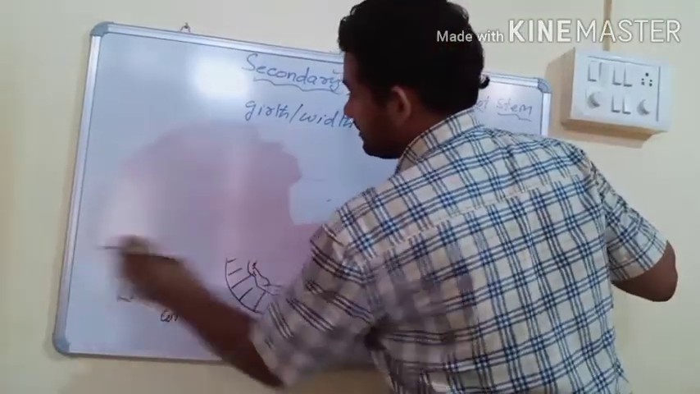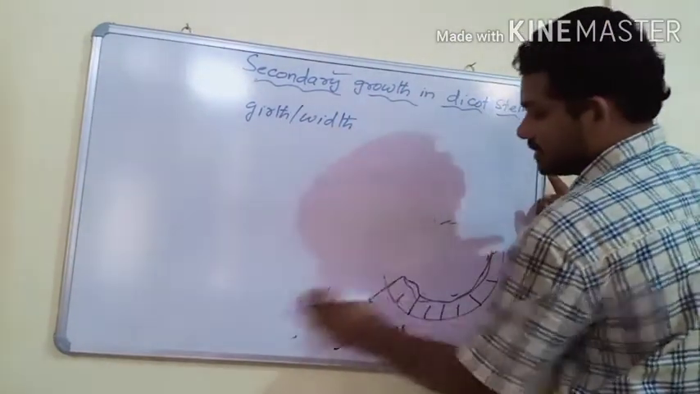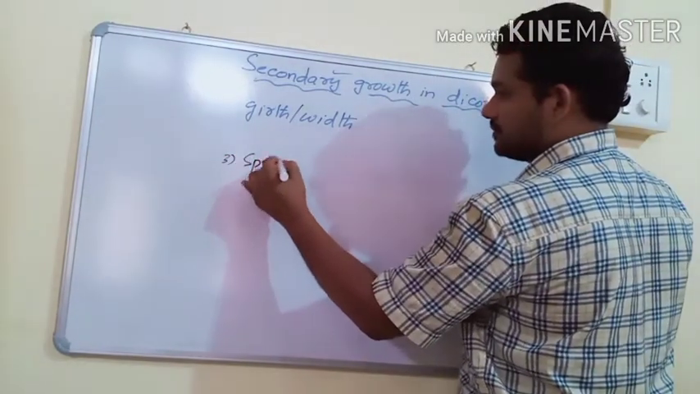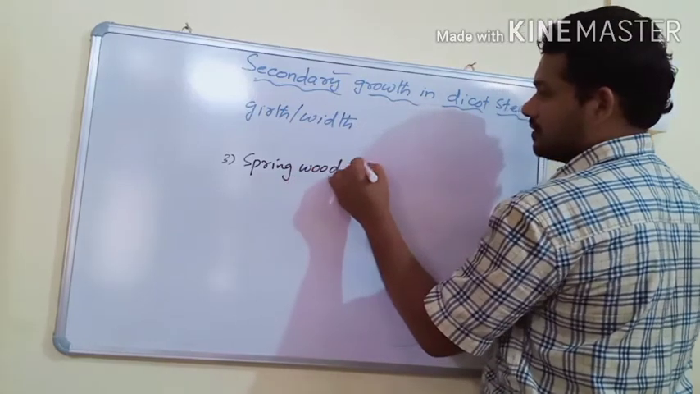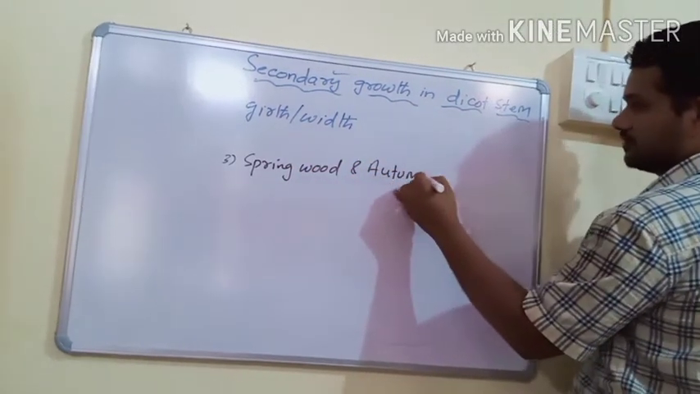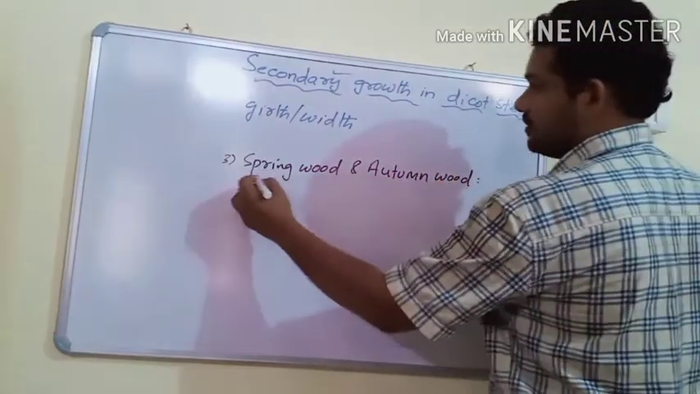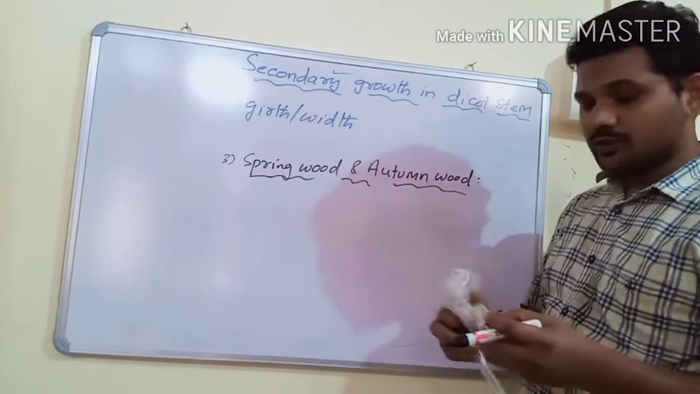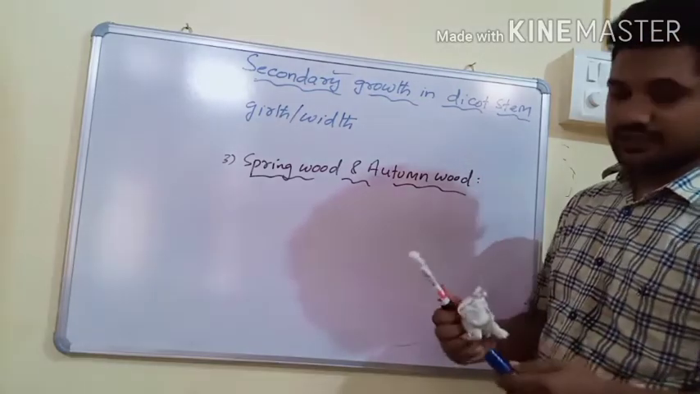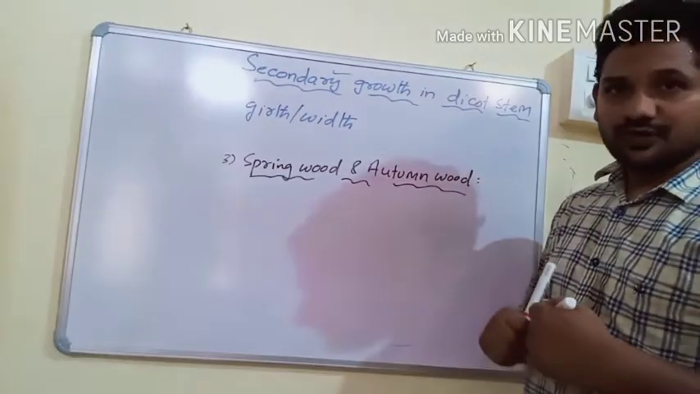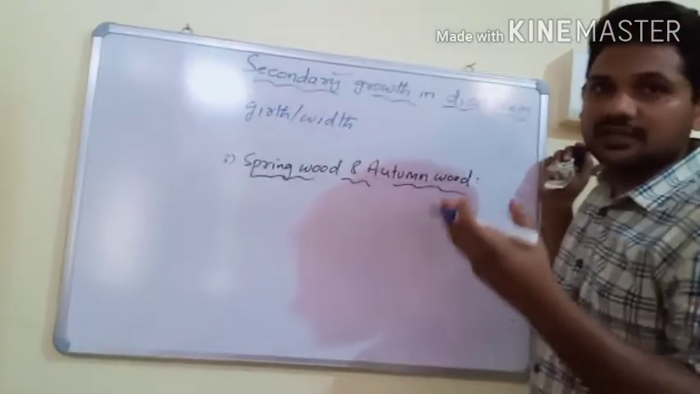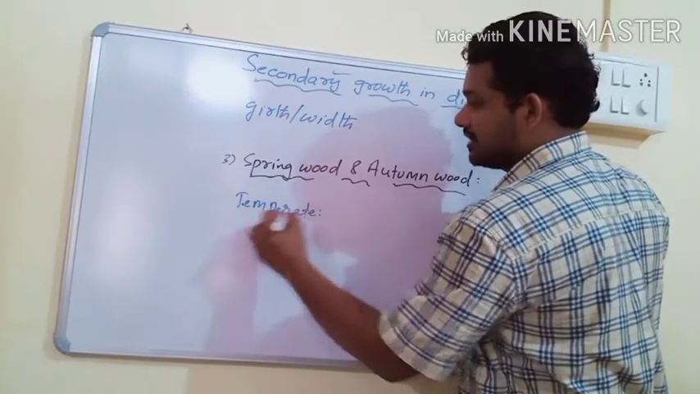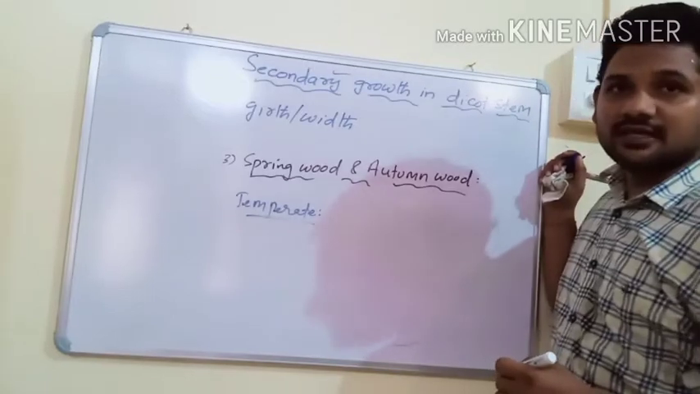Next, another step in vascular cambium activity, that is springwood and autumn wood. The third step is springwood and autumn wood. What is the activity of vascular cambium? Vascular cambium produces secondary xylem, secondary phloem and secondary medullary rays. But the activity of vascular cambium is influenced by a number of physiological and environmental conditions. If you observe the temperate regions, there are no uniform climatic conditions throughout the year.